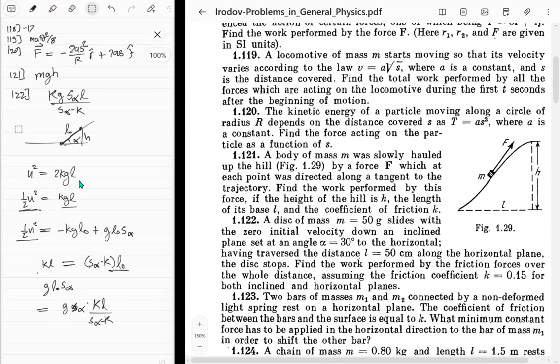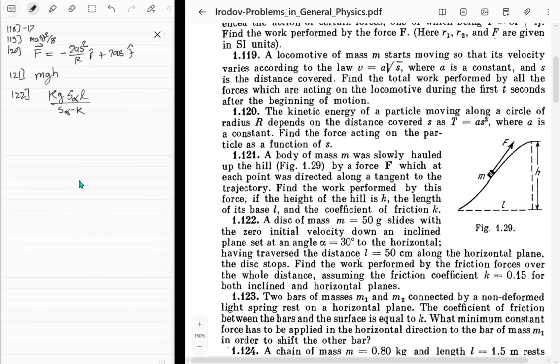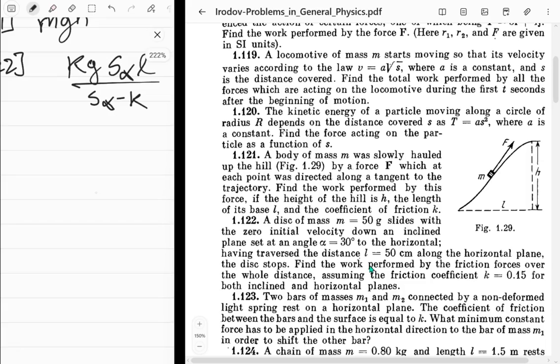Yes. Now let's see what this is for this particular case. k is 0.15 and alpha is 30, so sine alpha is just 0.5. So 0.5 minus 0.15, that's 0.35. So 0.15 upon 0.35. That's what this k upon this thing is. Yes, 15 upon 35, it's like 3 upon 7.